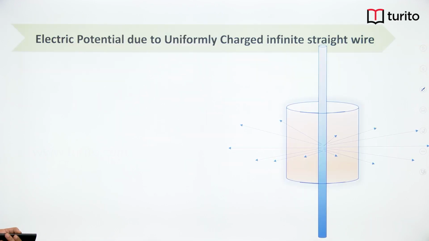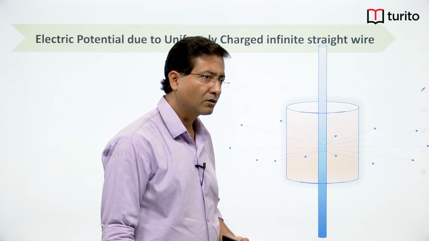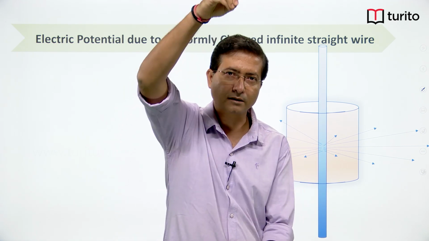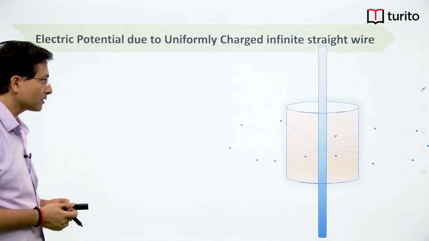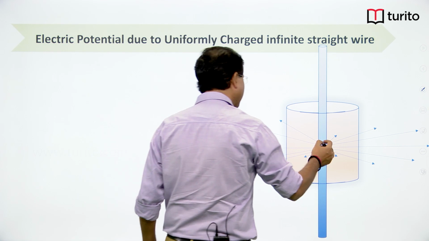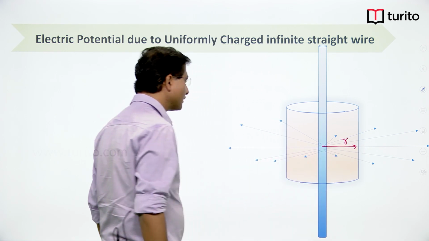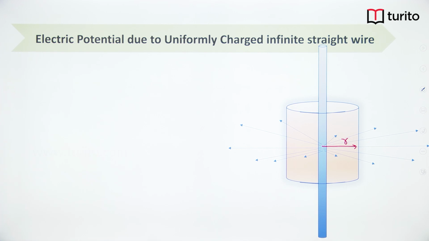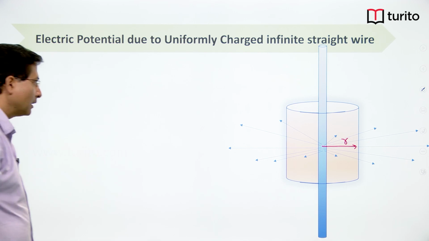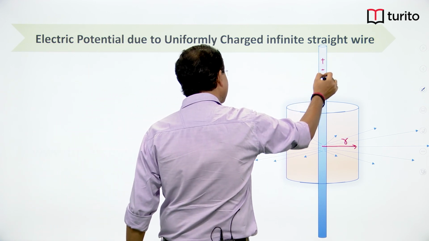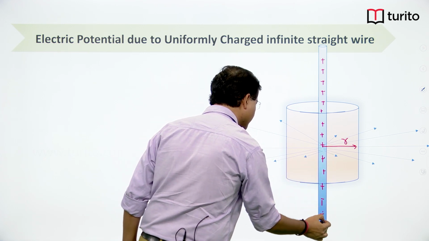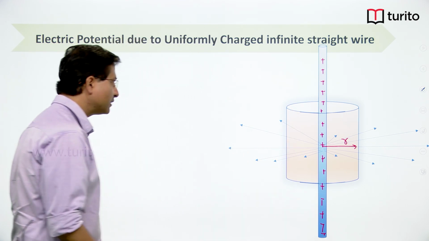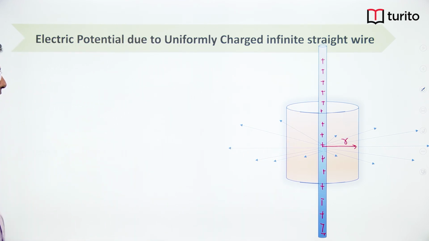Now let us take another distribution. We have already talked about the field produced by an infinitely large wire. If I ask what is the potential at any general point at distance R from the wire, and the charge is linearly distributed from minus infinity to plus infinity, I am interested in finding the potential at distance R.